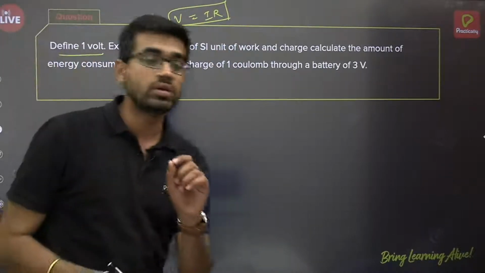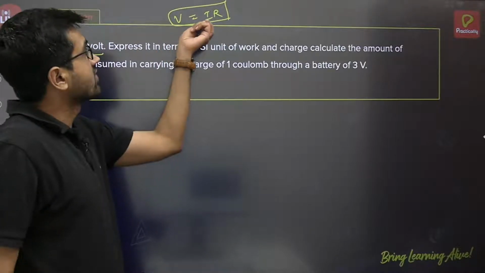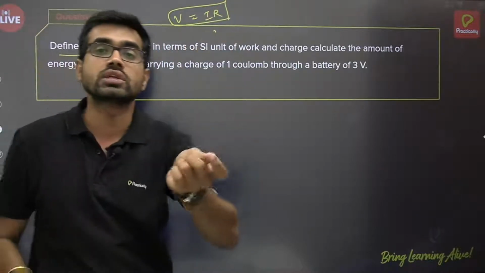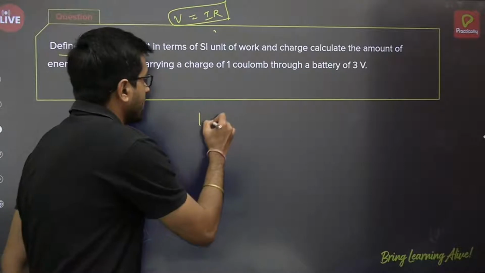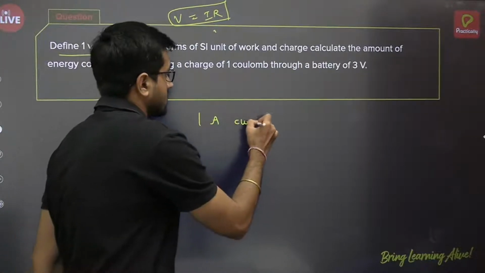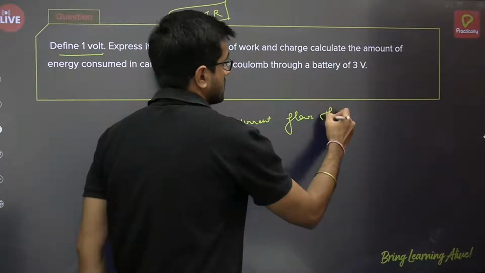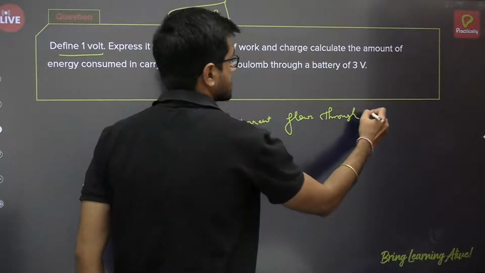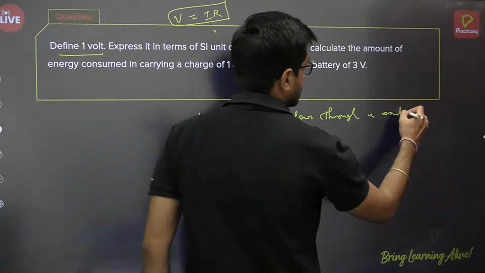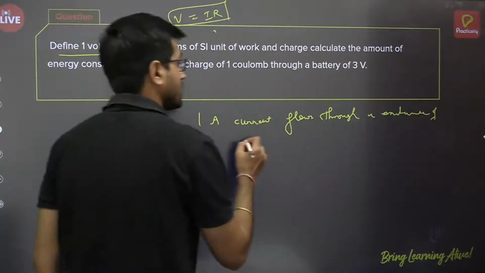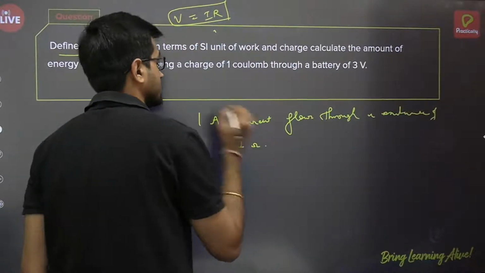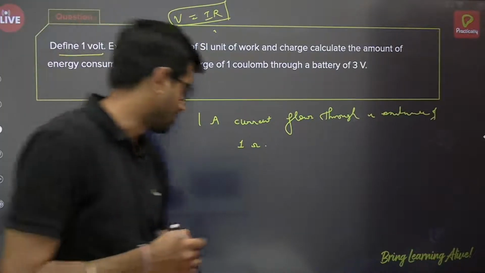What is 1 volt? 1 volt is nothing but when a 1 ampere current flows through a resistance of 1 ohm. When a 1 ampere current flows through a resistor of 1 ohm. Fine. Okay.